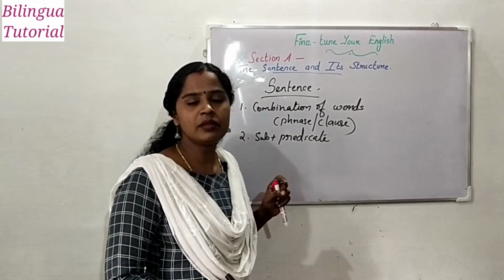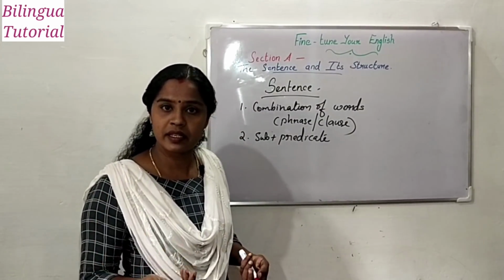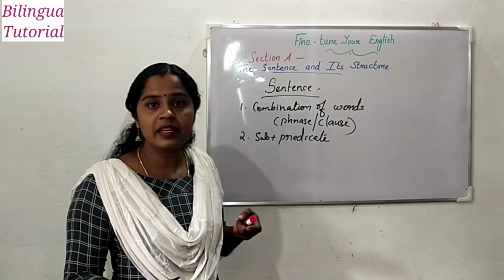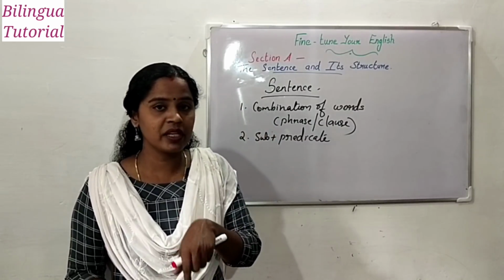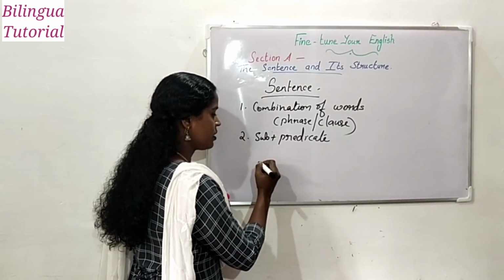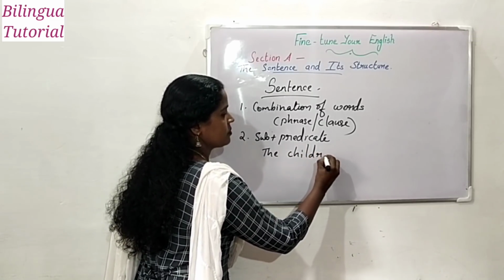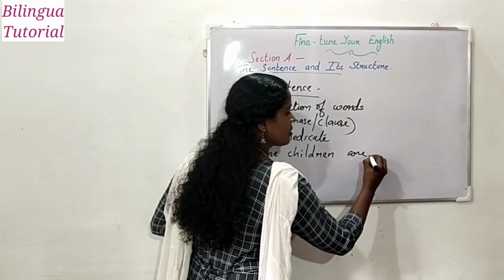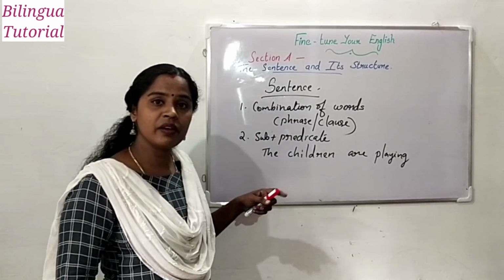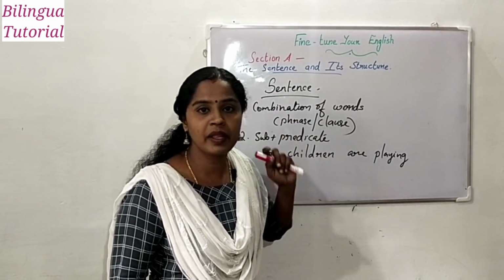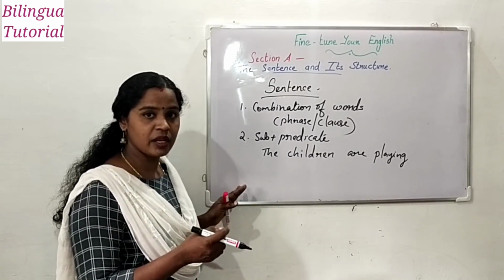What is the subject and predicate? How can we identify the subject and predicate in a sentence? See, I'll take an example from the textbook. I can explain this point by taking an example from the textbook. See, the children are playing. This is an example given in your textbook. The children are playing. I'm going to divide this sentence into subject and predicate portions.